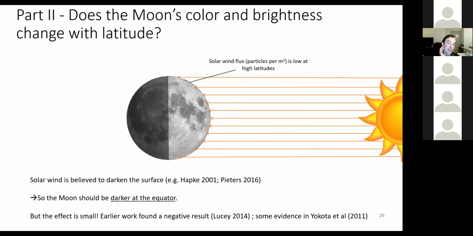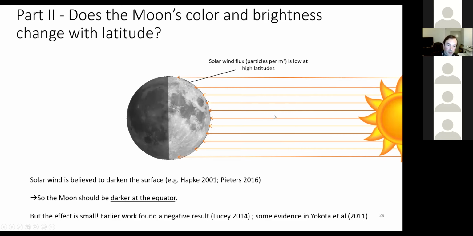Okay, so now we're going to go to the present day. The magnetic fields on the moon today are also telling us something interesting about the solar-wind interaction. And I'm going to propose a really simple question: does the moon's color and brightness change with latitude? Why might that be the case? Because the sun today is hitting the moon, but if you go up to the poles, right around here, you can see that the solar wind is just barely hitting it. It's tangential to the surface, and so the flux of particles per square meter is very low.